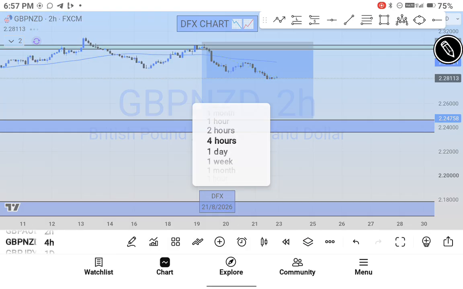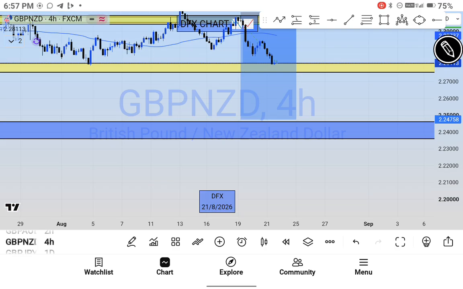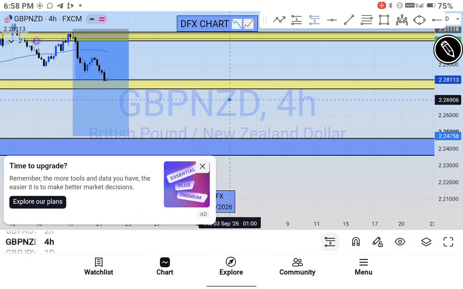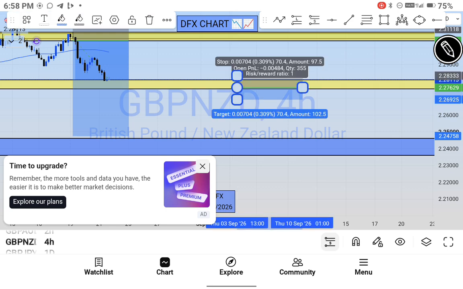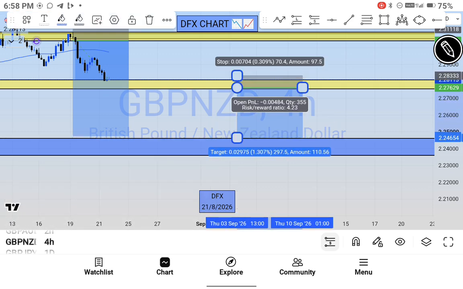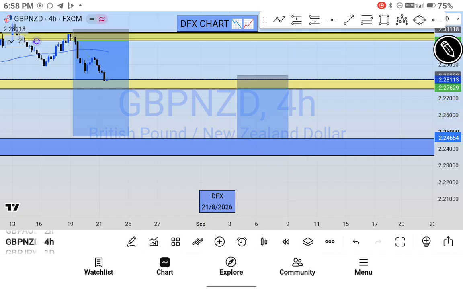So we're going to be taking our entry on the 4-hour time frame. Okay, so we're going to be waiting for the price to break below this daily zone, then we sell to the downside. All right, so that's all for pounds NZD.